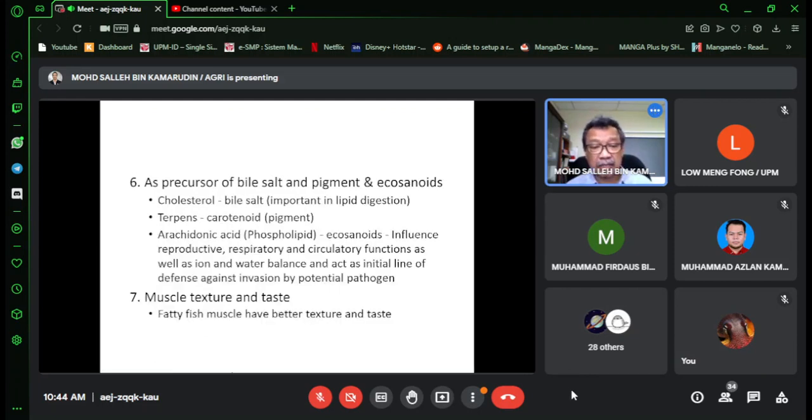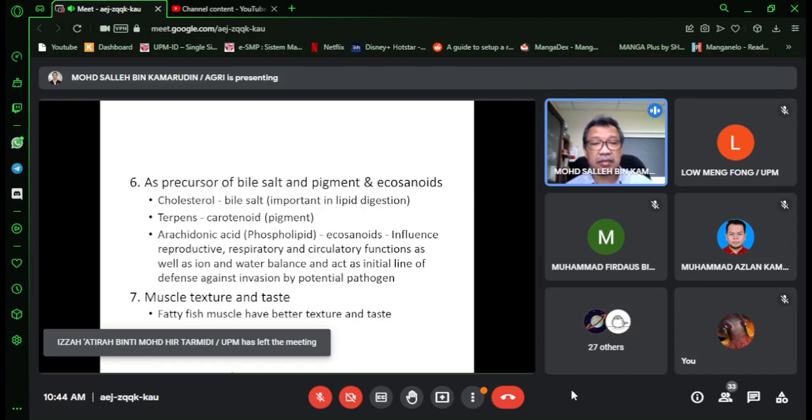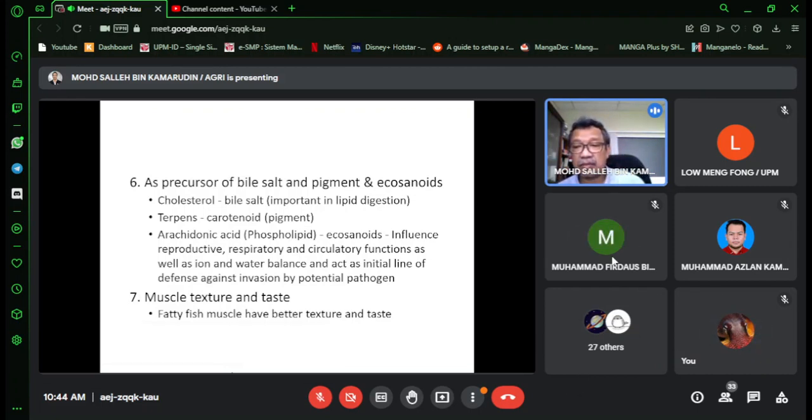Alright, number six is as a precursor of bile salt, pigment, and also eicosanoid. Eicosanoid, okay? I sometimes mispronounce it. Cholesterol is a very important part of bile salt. Bile salt is very important for digestion of lipid. Depends on the carotenoid for pigment.